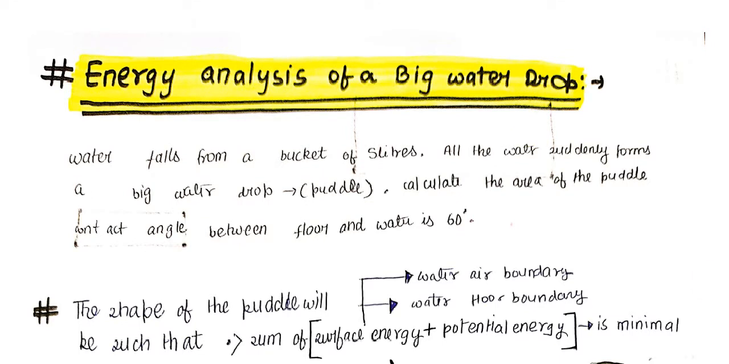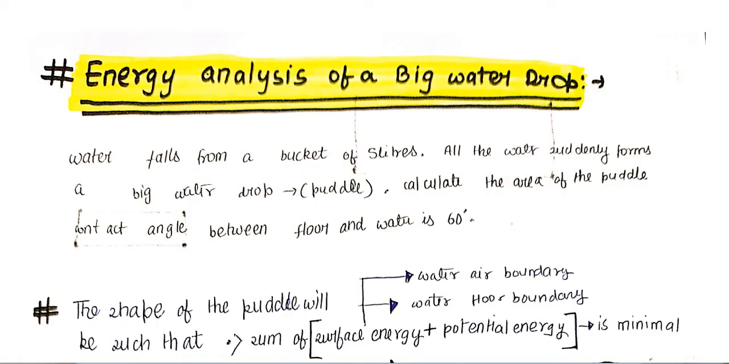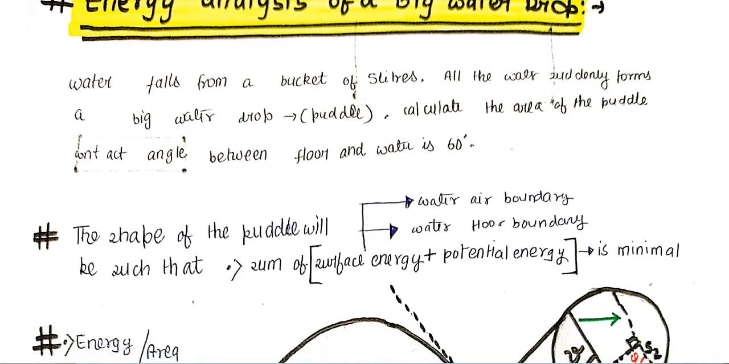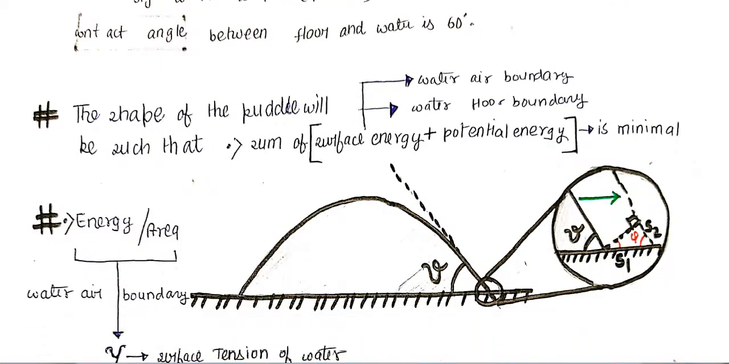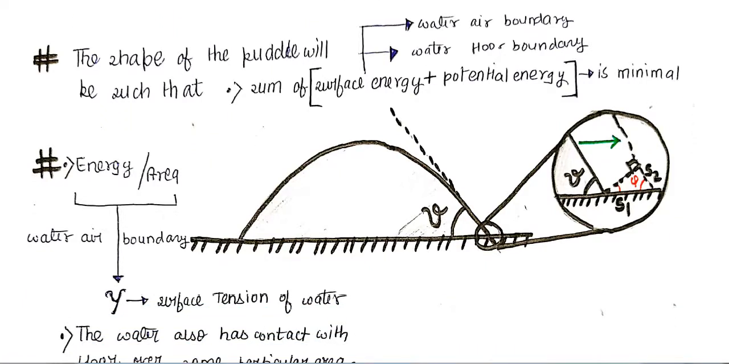The contact angle is given as 60 degrees. For that, we should understand one very nice concept: surface tension between different boundaries. First of all, I would like to talk about the shape of the puddle. The shape of the puddle will be such that the sum of the surface energy and the potential energy is minimal. Whether it is a paraboloid, hyperboloid, spheroid, anything, it should be such that the energy is minimal at both the water-air boundary and the water-floor boundary.